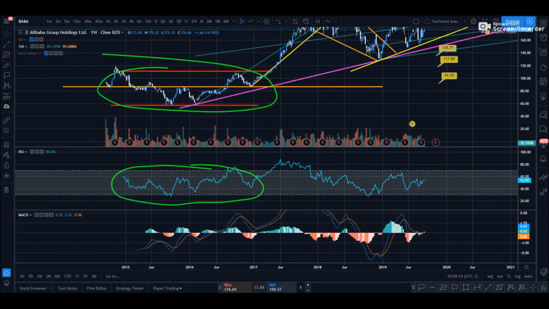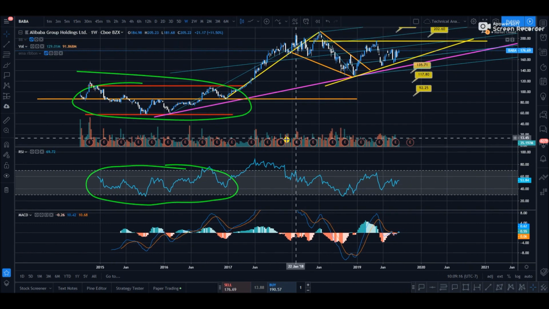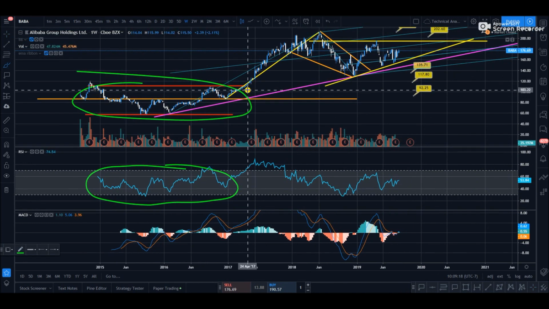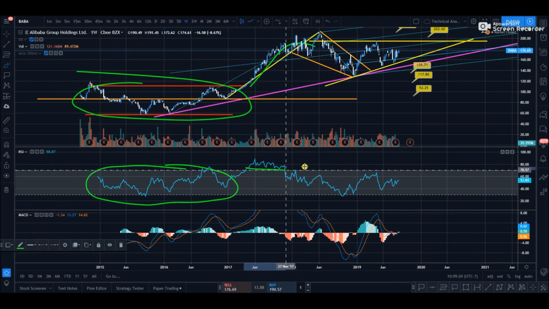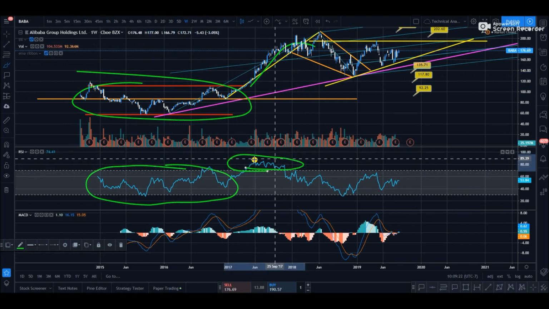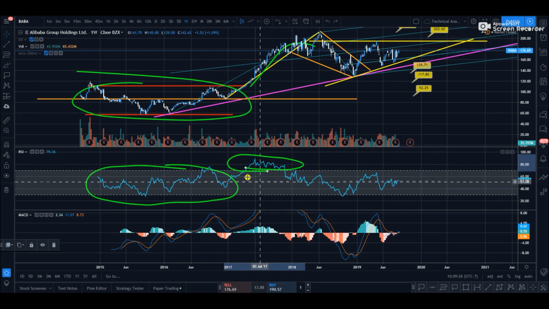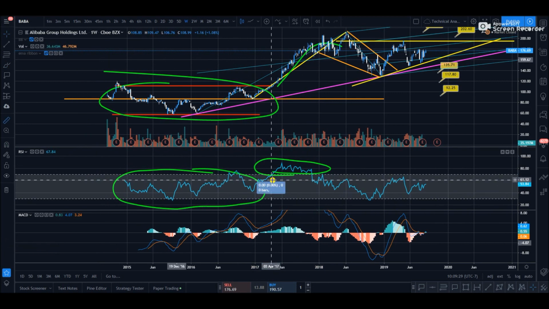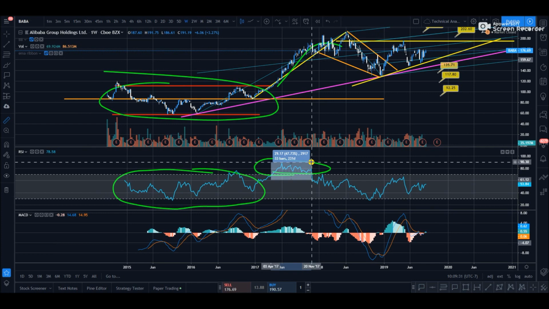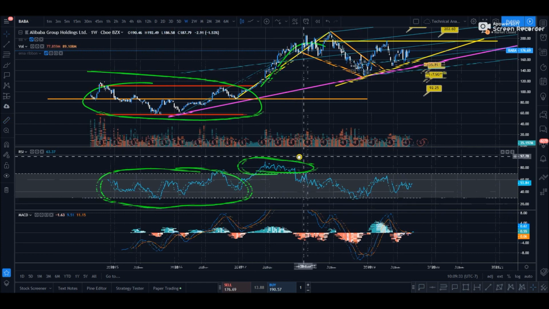But once we broke out of the channel, it's crazy how you can use these to look at everything. We broke out of this with a crazy impulse, right? Look at the overbought. We stayed at overbought for a long time. About, let's see how long we stayed here. Ever since we broke out of it, we stayed for almost 230 days.